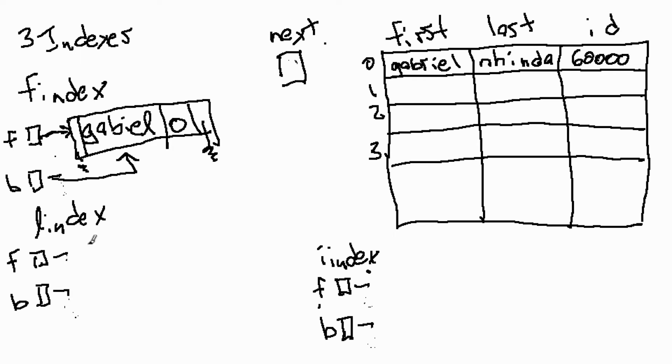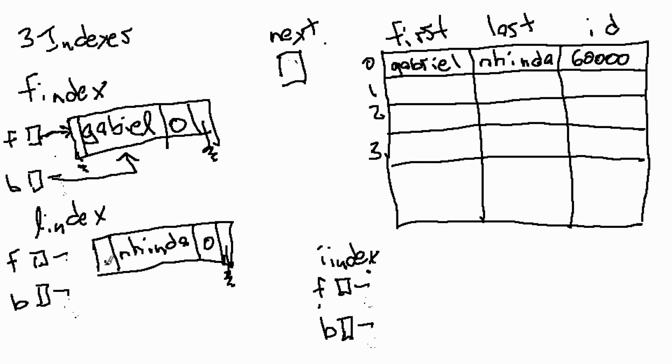Okay, and I come over here, and over here I'm going to have a node that looks like the following. It is going to be Ninda, and that is at 0. And that points to null, and that points to null. And that points over here. And this points at the end. A little bit of a messy drawing here.